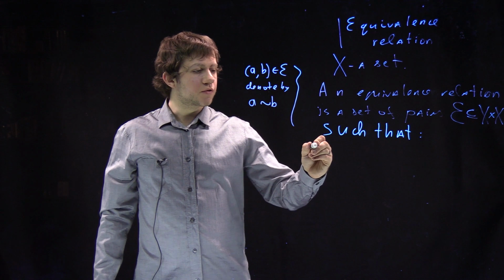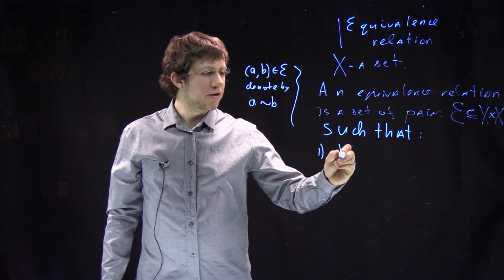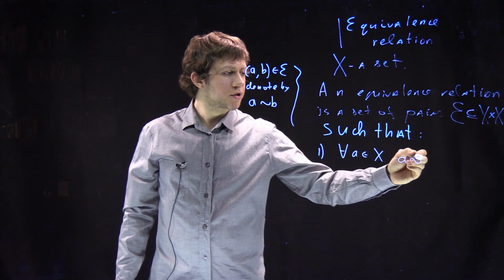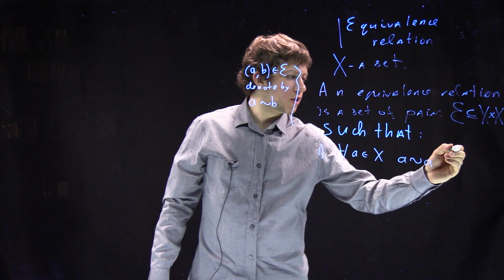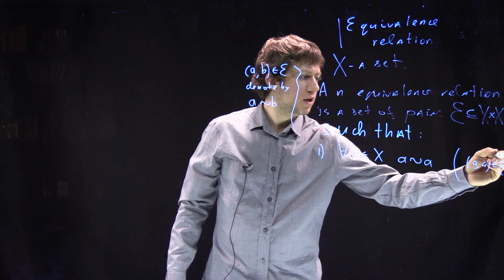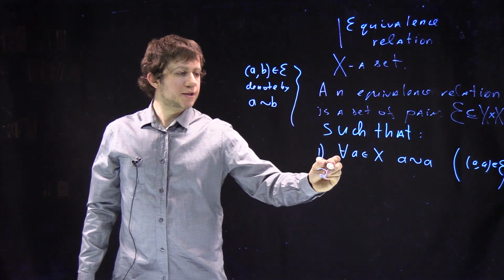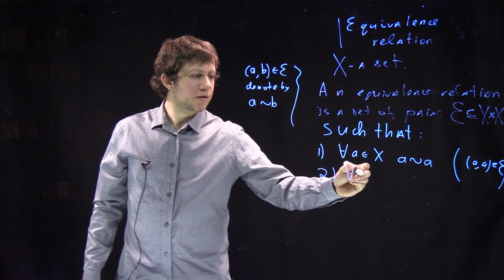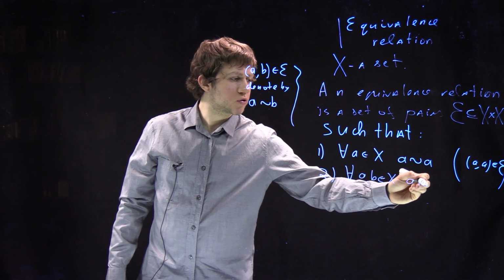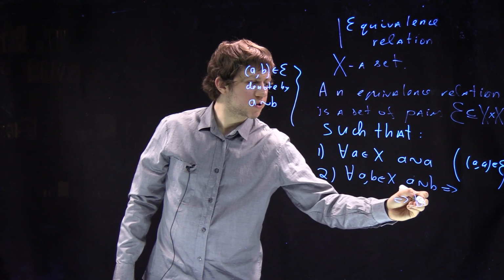So the following axioms should be true. Firstly, for every element a in X, a is equivalent to a. Other way around, we say that a pair (a, a) is inside E. This property is called reflexivity. The second one is that for every two elements a and b in X, if a is equivalent to b, then b is equivalent to a.